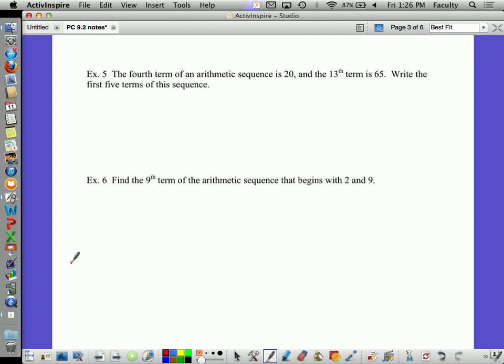Did anybody else get 5, 10, 15, 20, 25 and do it differently? Let me show you how I did it. Okay, I used the DNA, and of course I have to do it all algebra-ish. So I said, okay, if I have the fourth term is 20, I don't know the common difference, but it's the fourth term. So this is 20 equals 3d plus a sub 1. And I said, okay, I know the 13th term is 65. I don't know the difference.